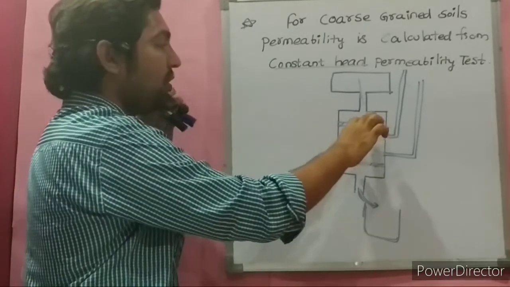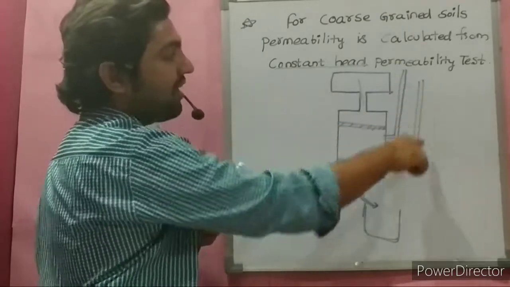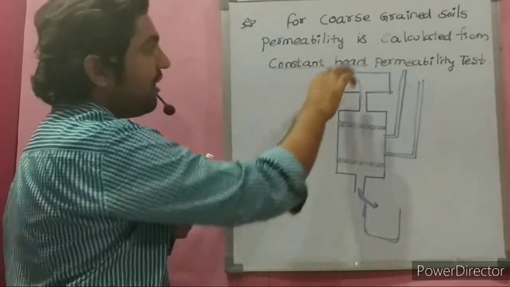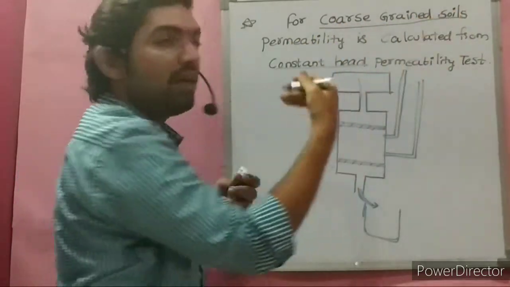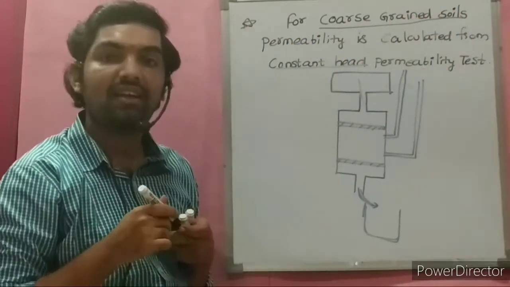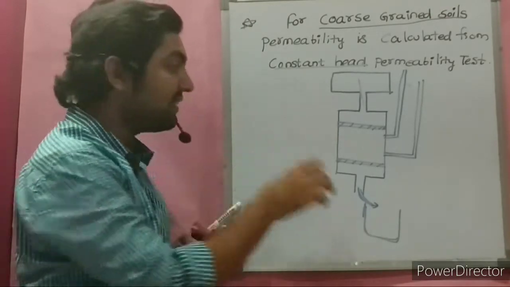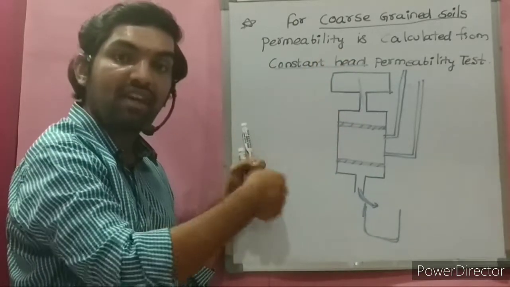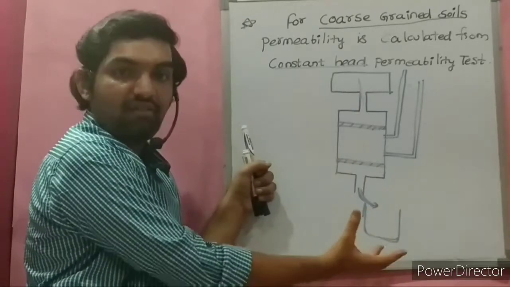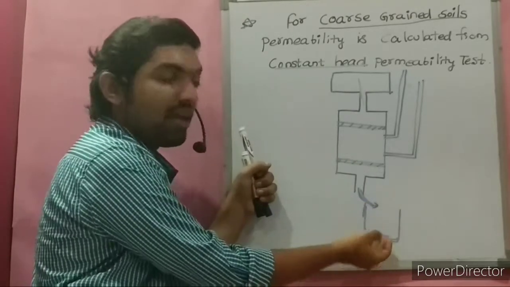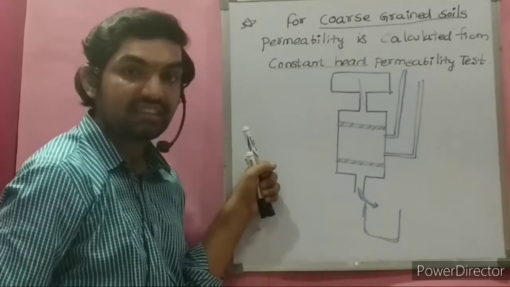So here the soil is placed in this cylindrical mold and manometers are inserted. We maintain the head constant, but it is used for coarse grained soils. The permeability of coarse grained soils is very, very high. Water flows immediately, not in the case of fine grained soils. As the water is flowing with a high velocity, there is an ability to measure the amount of water flow. We can measure the flow by using one jar, and we measure the rate of flow, the discharge.